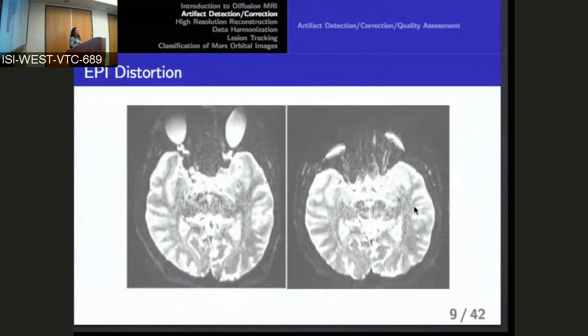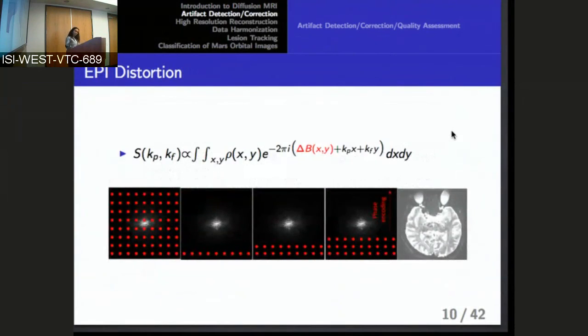And there is one challenging artifact, which is called EPI distortion, or echoplanar imaging distortion. This is a geometric distortion. And actually, this is my brain. If you check my eyeballs in the image on the left side, you can see that they are stretched. And on the right side, they are compressed. It's a geometric distortion. And in this slide, I try to give you some idea why this distortion is happening.